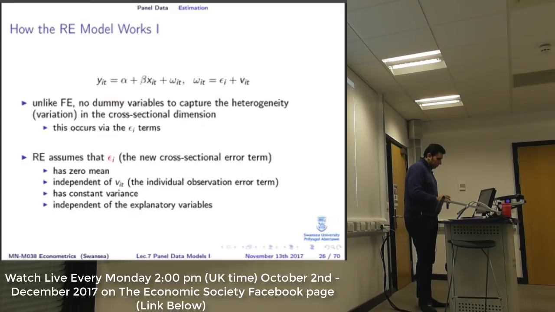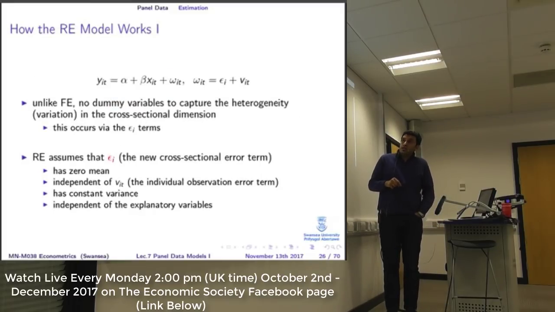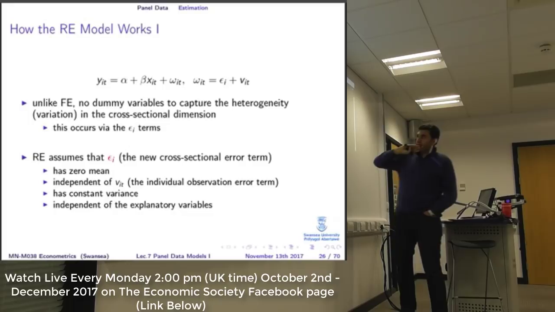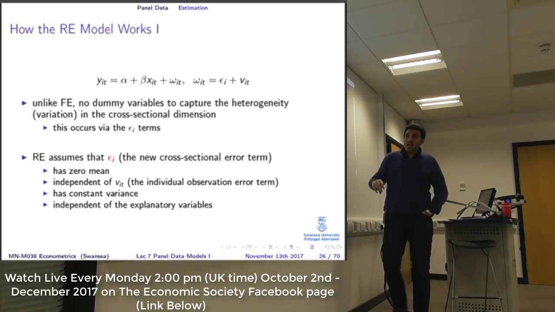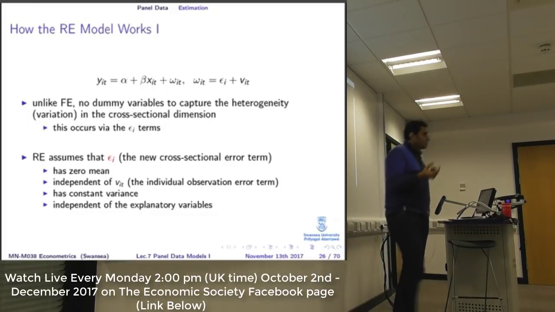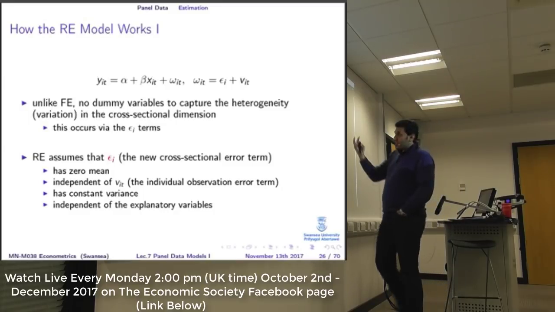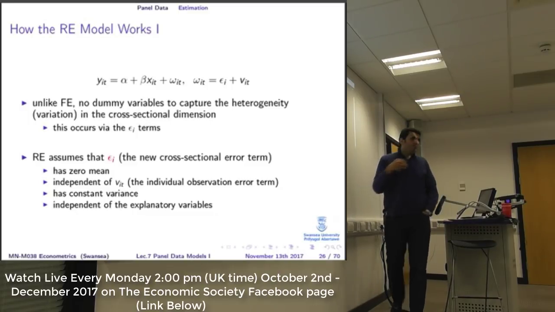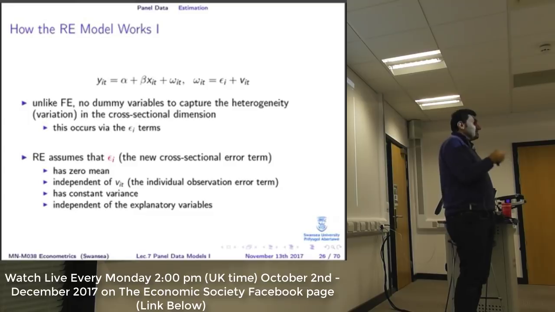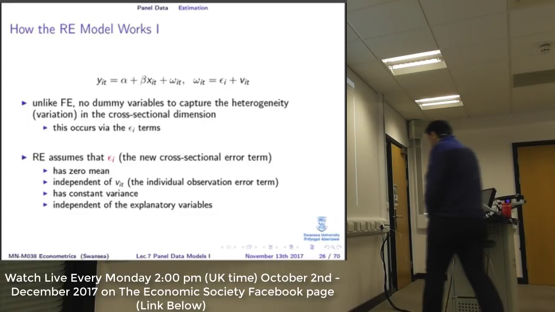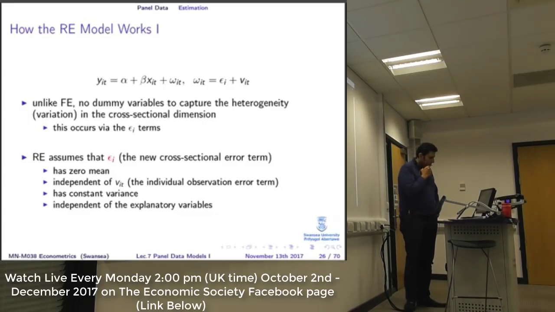So this is, again, the same model. The idea here is that we don't have dummy variables to estimate this model. No dummy variables to capture the heterogeneity, but rather this heterogeneity is captured via the random part of the error term, which is epsilon i. This component should capture, or is expected to capture, the heterogeneity in the cross-sectional dimension. So rather than have mu i, we still have this, but it is epsilon i. Epsilon i is just randomly determined, so it changes in a random fashion.